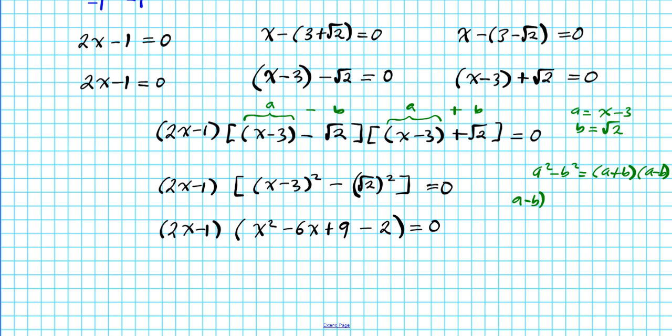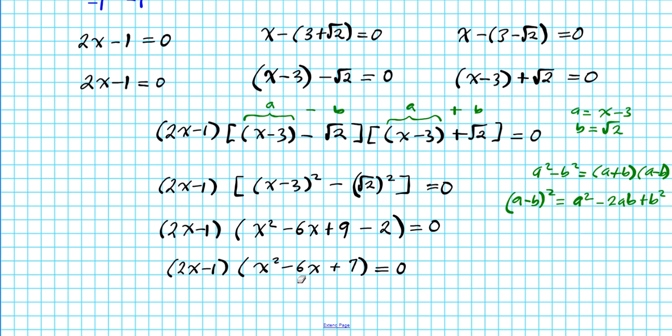Now let me show you the formula that I just used. A minus b quantity squared is a squared minus 2ab plus b squared. So that's exactly what I'm applying here in the expansion of x minus 3 squared. So let's see what we get. We have 2x minus 1 times x squared minus 6x. We can combine 9 and 2 to get plus 7 equals 0.